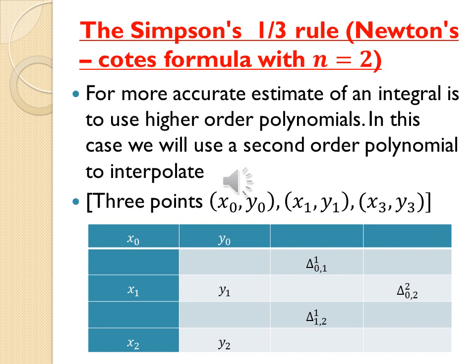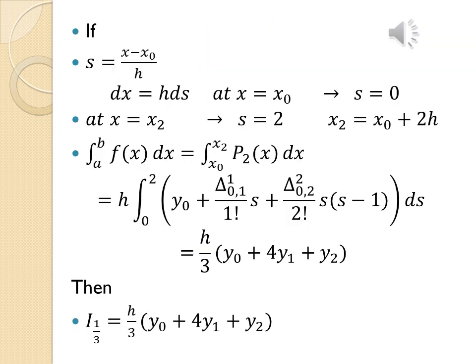To do the interpolation, we make the polynomial and substitute. How to substitute it? We do it as before, like the trapezoidal rule. Put s equal x minus x naught over h, so dx equals h ds. At x equal x naught, s equals 0, and at x equal x2, s equals 2. So the integration from x naught to x2 becomes the integration between 0 and 2.